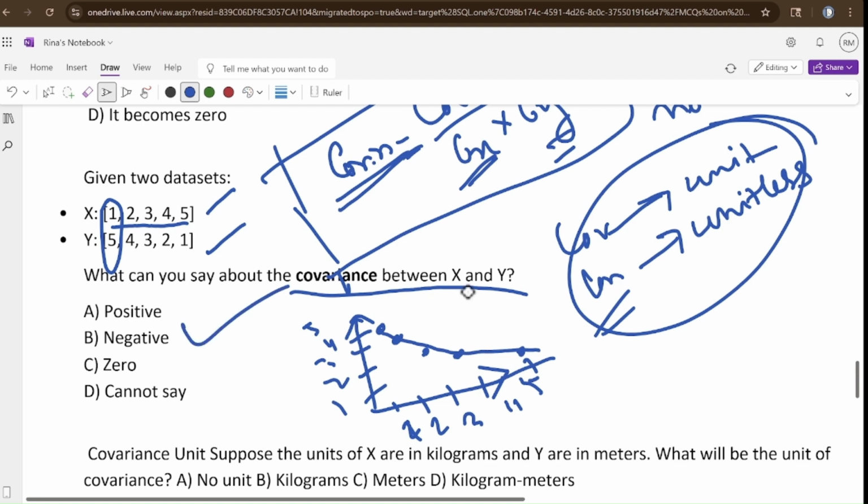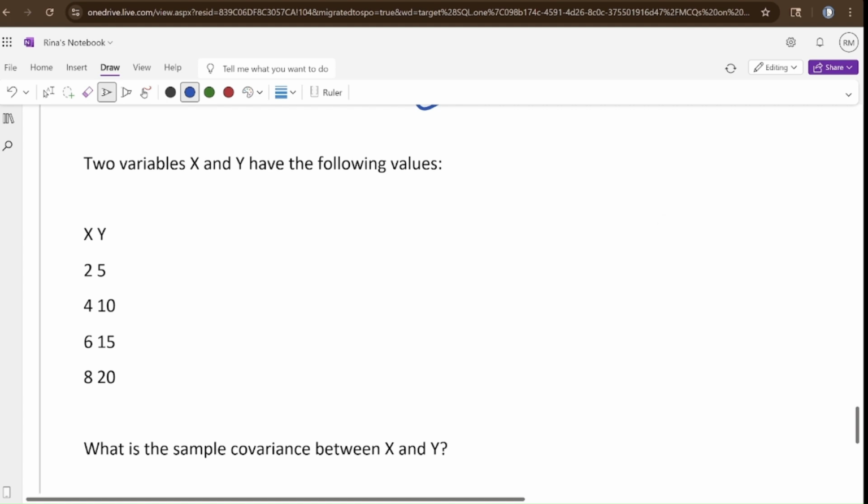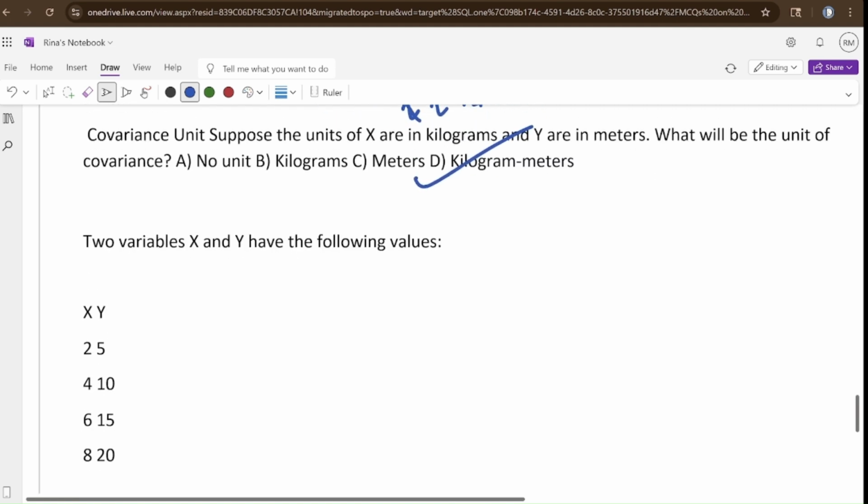So we can say it is negative. Now, covariance units: suppose the units of x are in kilograms and y are in meters. So what will be the unit? A kilogram-meter. That is the problem of covariance. It is okay, covariance has units.